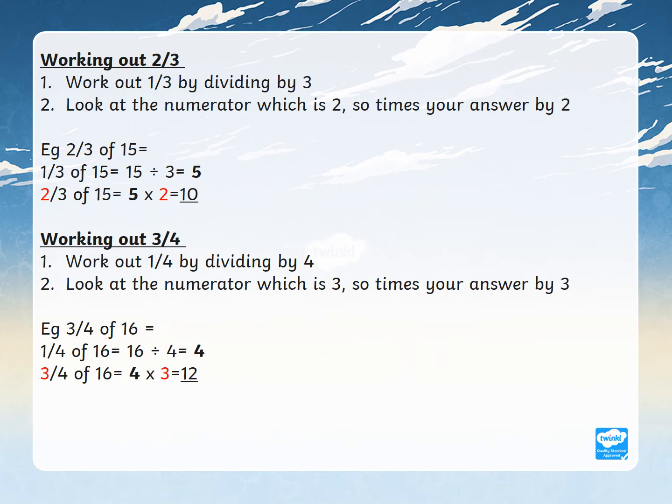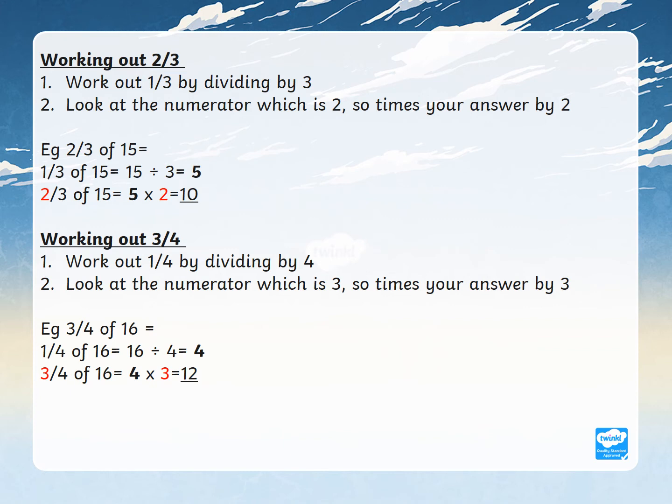Here's an example. 2/3 of 15. We work out a third first. So we go 15 divided by 3, which equals 5. And then we look at the numerator, which is 2. So we go 5 times 2 equals 10. So 2/3 of 15 equals 10.